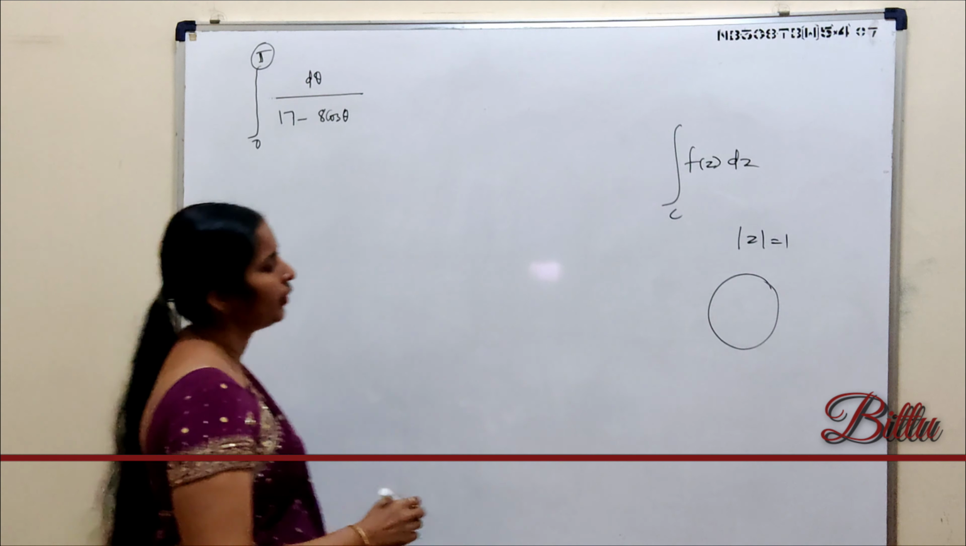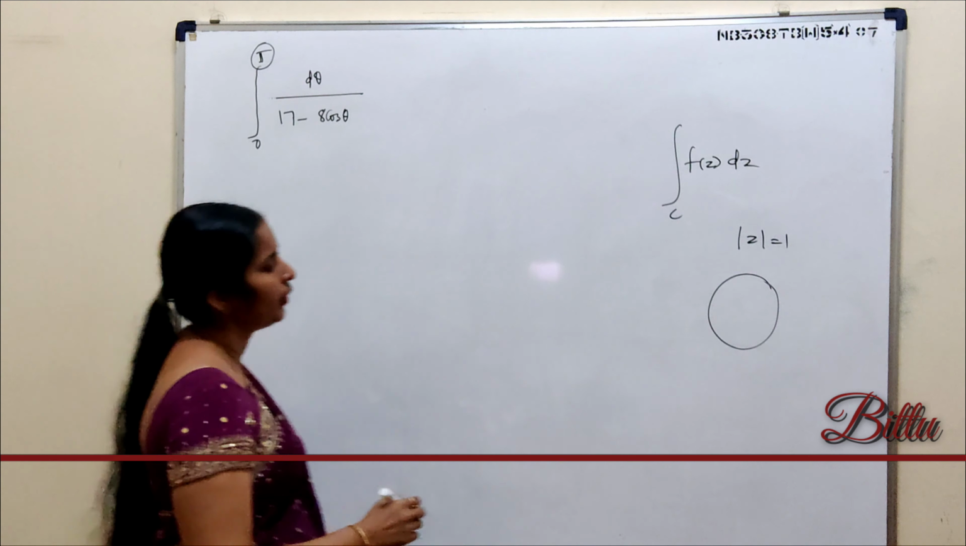So you make the common substitutions and you can see integral 0 to 2 pi d theta by 17 minus 8 cos theta is integral over c dz by iz, whole divided by 17 minus 8 into cos theta, which is z plus 1 by z by 2. Next you make the simplifications. There is no need of taking 2 as LCM, because 2 will cancel with this 8 and it will become 4.